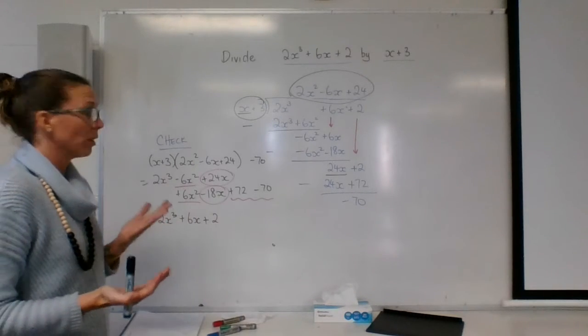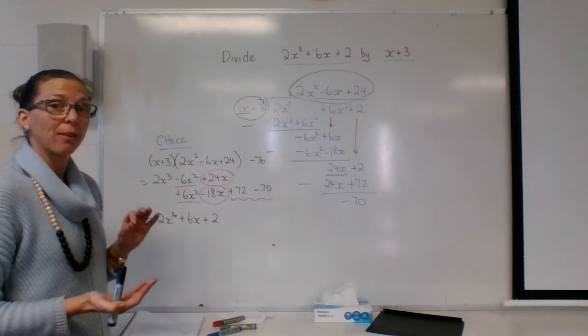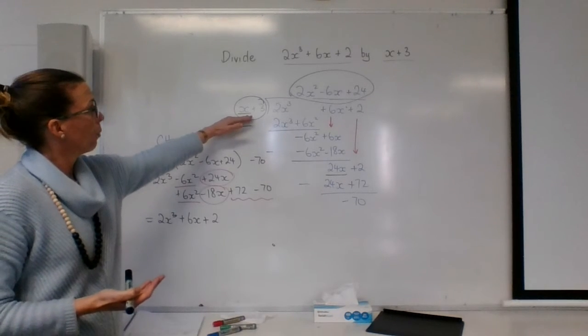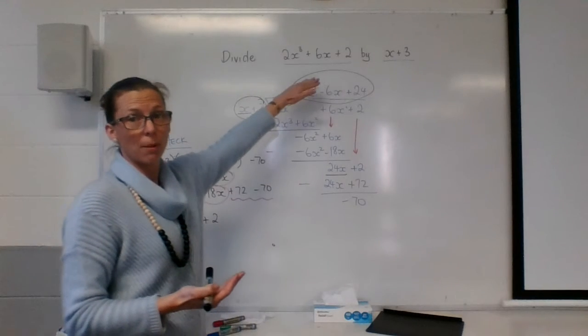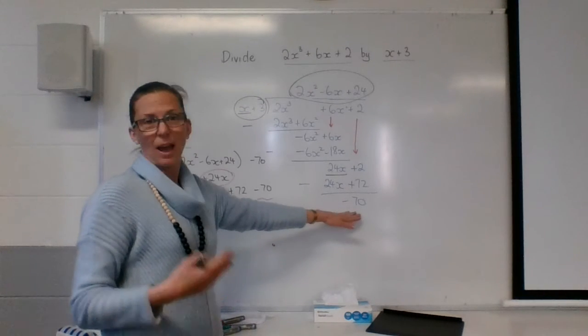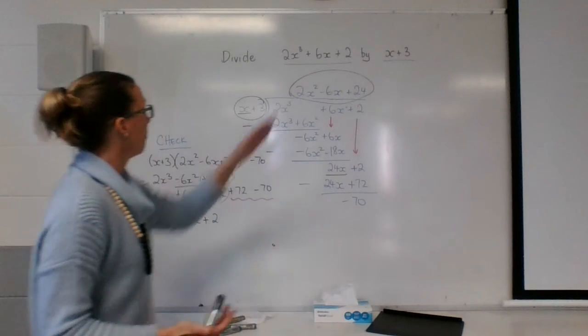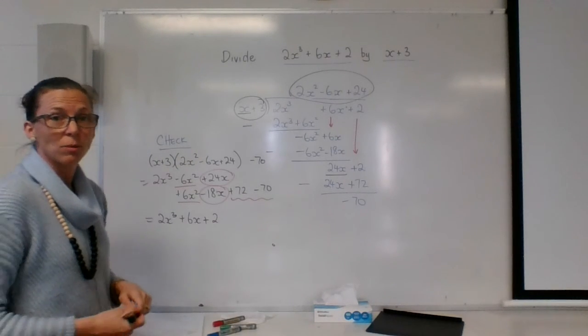So I'll repeat it again. If you get an answer with a polynomial long division, you're not sure if you're right, take your divisor, multiply it by the quotient, add your remainder. If it's a negative, you're taking it away, and see if you get that dividend you started with.